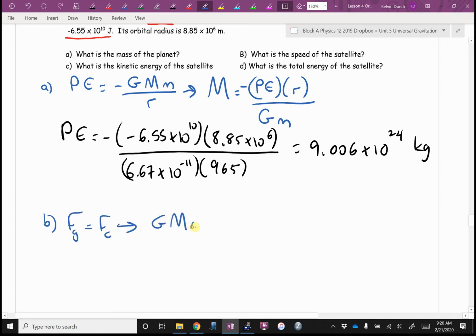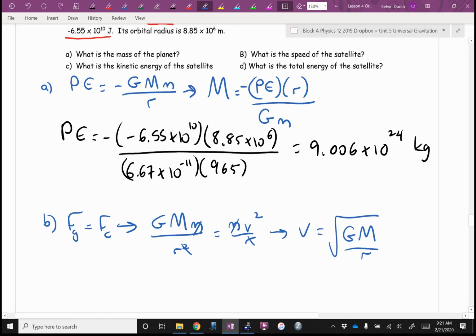Big G, big M, little m over R squared equals little m v squared over R. Jagger, what am I going to write? Sorry, I was going really fast. Which version of... Yeah. Okay. Little m cancels. One of the R's cancels. Square root. Hey, Jagger, my friend, does that look familiar?